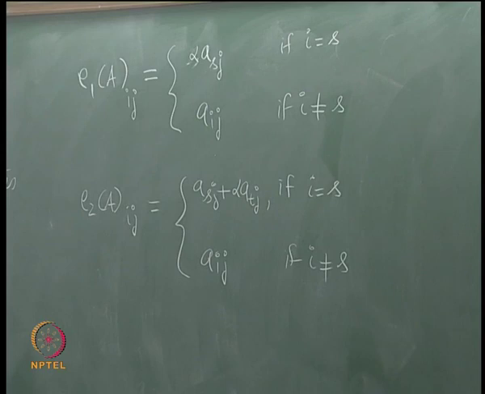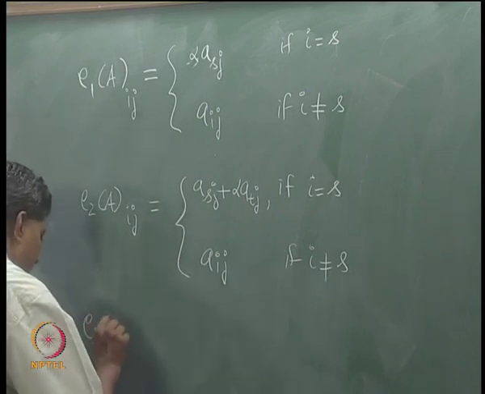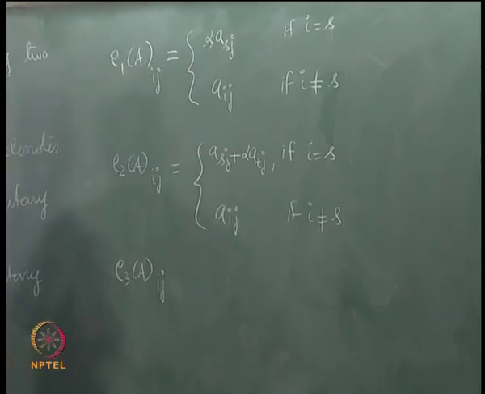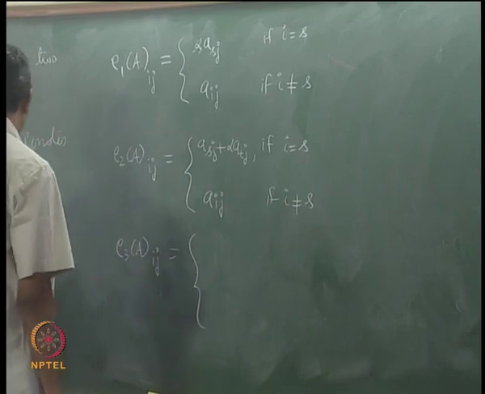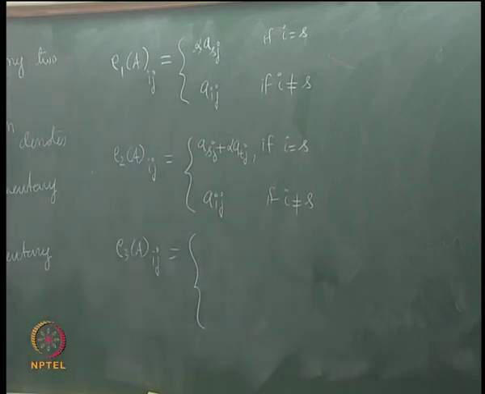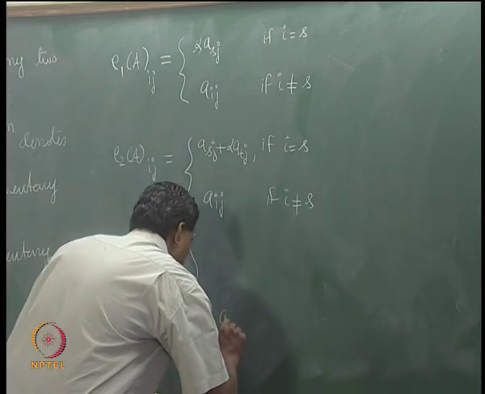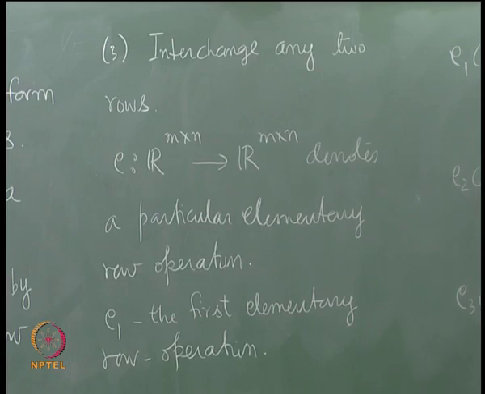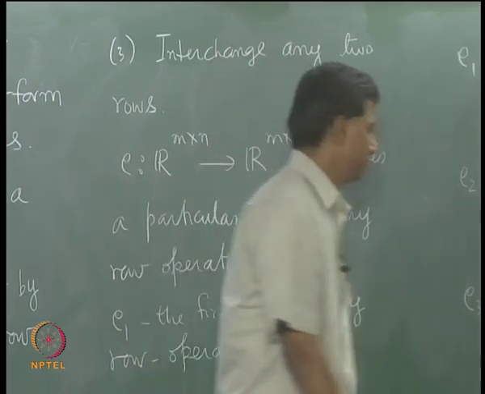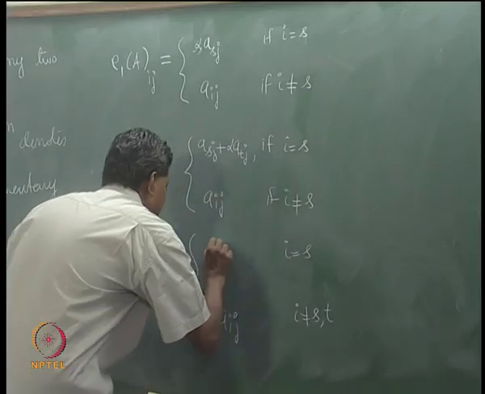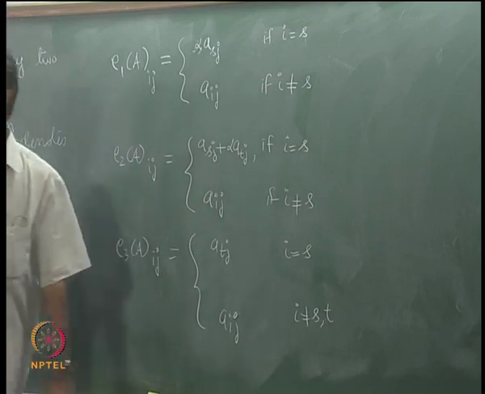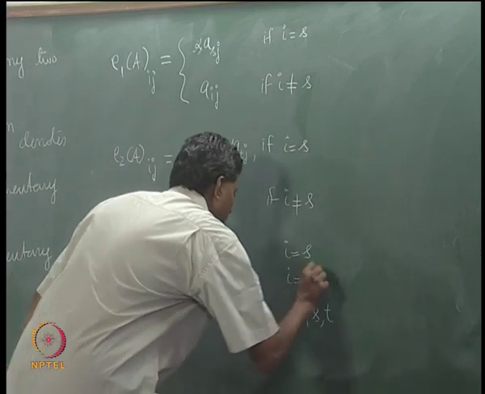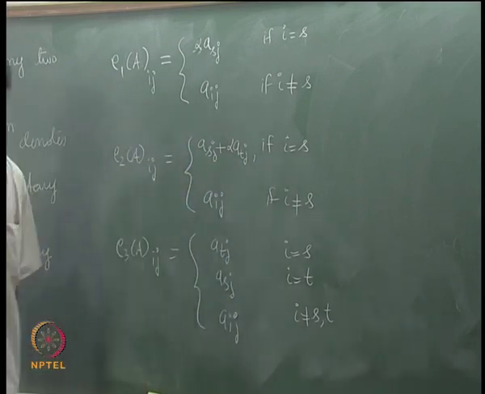Third operation: interchange any two rows. Let us say we are interchanging row S and row T. If i is not equal to S or T, then there is no change. If i is equal to S, it is Atj, and if i is equal to T, it is Asj. So this is the complete formula for E3 of A.